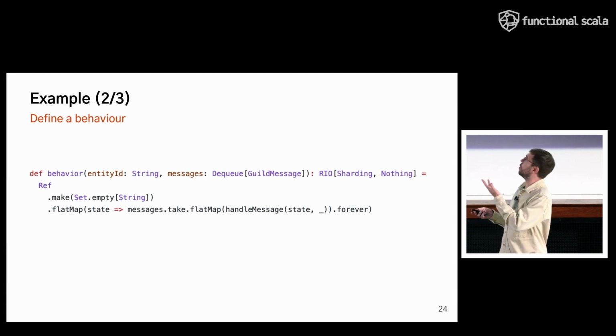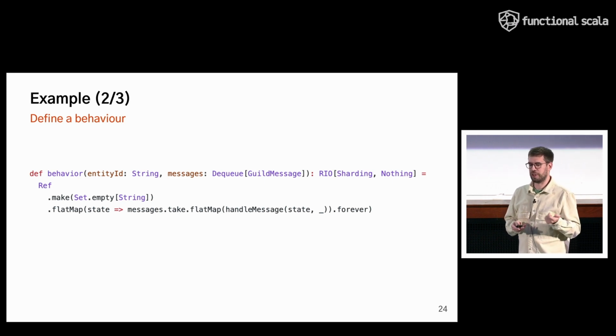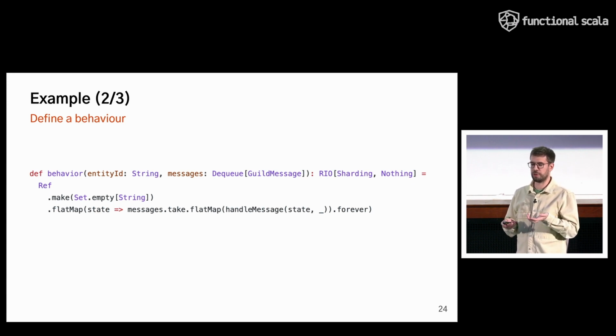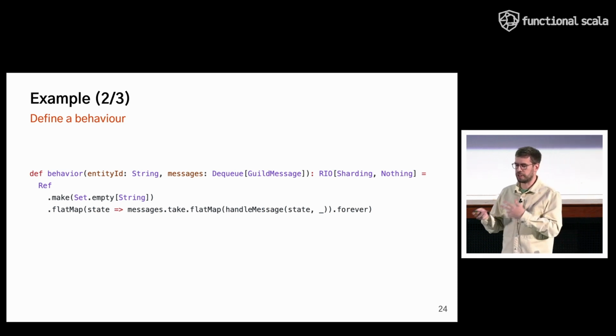So as you can see, by the way, this is using ZIO, so all the types might be familiar if you're used to ZIO. A behavior is a function that takes an entity ID. So for example, for our guild, it's our guild ID. And then you have a Dequeue of guild messages. A Dequeue is a queue that you can only take from. You cannot push to it, offer to it. And it returns a RIO of Sharding and nothing.